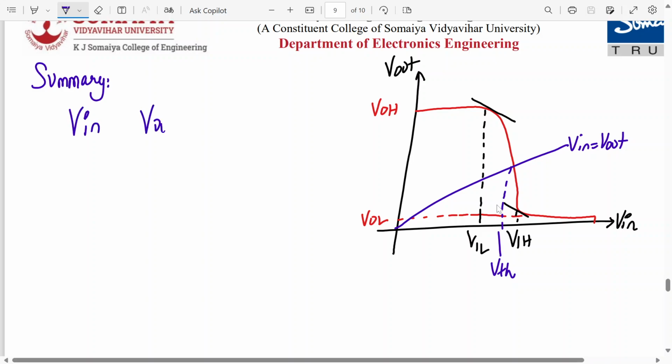V in, V out, NMOS operating mode. Now V in is less than VTO and output is at VOH. So what is my operating mode of NMOS? Where am I over here in the graph? Very low values of input, and output is VOH, almost VDD. Which operating region is my NMOS operating in over here? V in is less than VTO, so that means it's cut off, right?